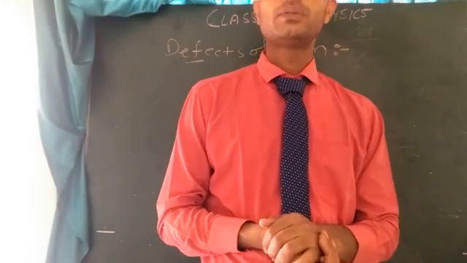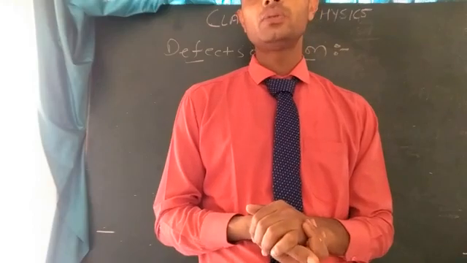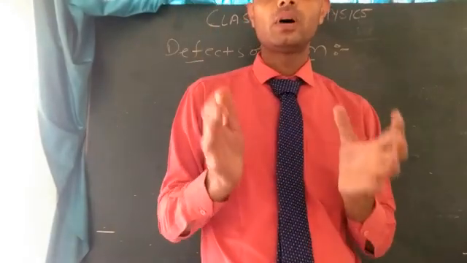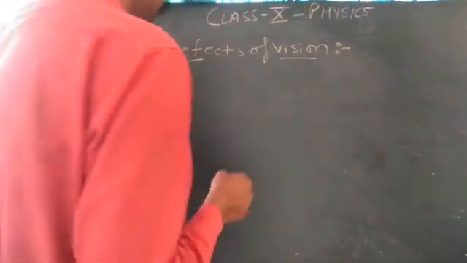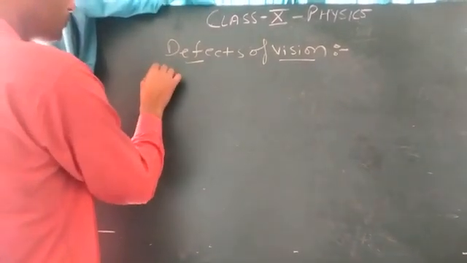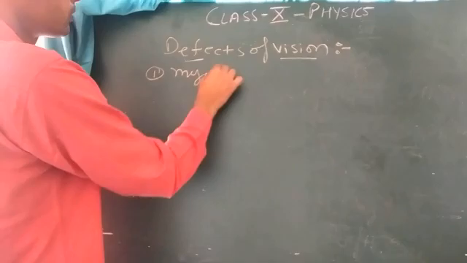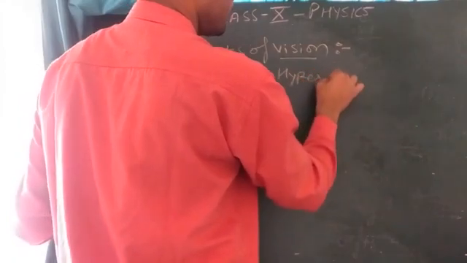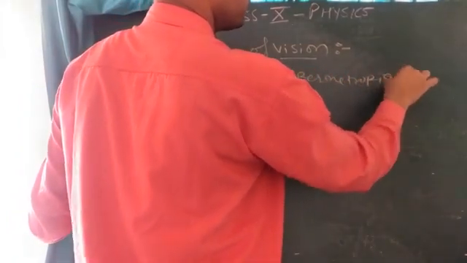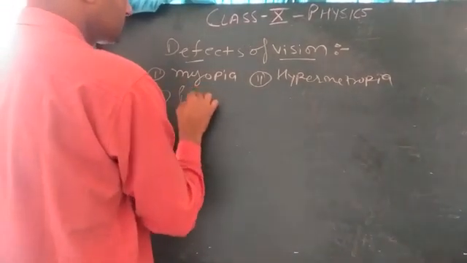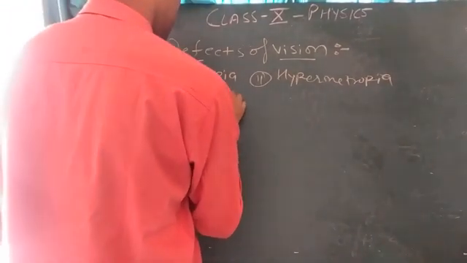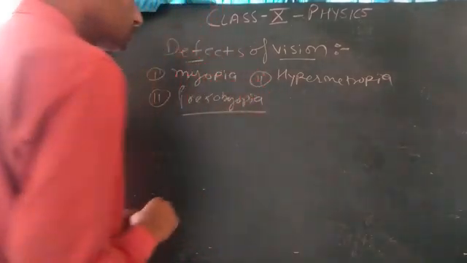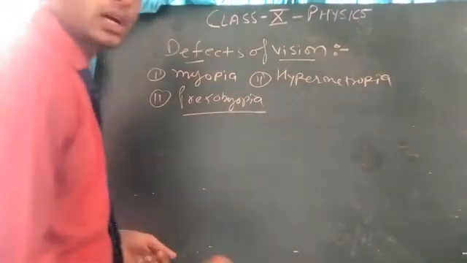So I am going to explain some defects depending upon the refractive index. It means refraction of light through the eye lens. The first defect is myopia. Second is hypermetropia, and third is presbyopia. Okay, so now I am going to explain the defect myopia.